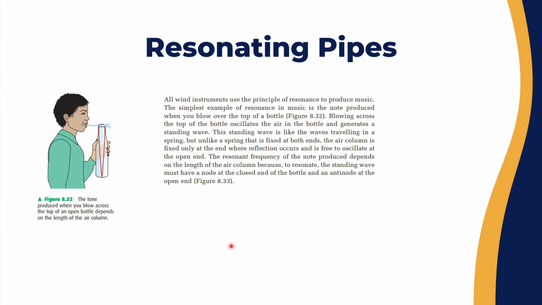The simplest example of resonance in music is when you blow on the top of the bottle. You blow across the top of the bottle, which will oscillate the air in the bottle and generate a standing wave, like the waves traveling in a spring. But unlike the spring that's fixed at both ends, the air column is fixed only at the end where reflection occurs and free to oscillate at the open end. So the resonant frequency of the note produced depends on the length of the air column, because to resonate, the standing wave must have a node at the closed end of the bottle and an antinode at the open end.